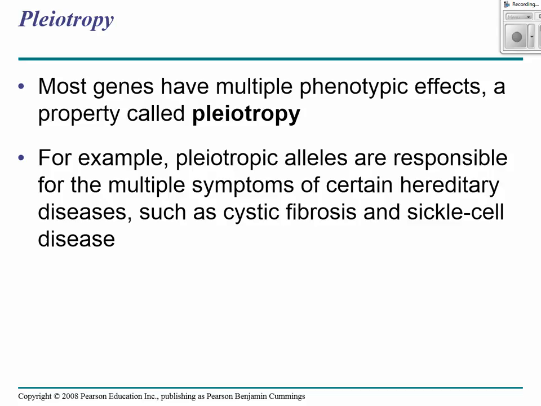Okay. Most genes have multiple phenotypic effects. This is called pleiotropy. So alleles are responsible for multiple symptoms. This is an example of cystic fibrosis and sickle cell anemia. So sickle cell is caused by one gene. It's actually one amino acid mutation. It's a substitution. We'll get to that a little bit later.